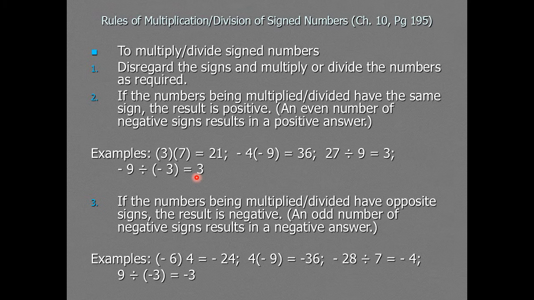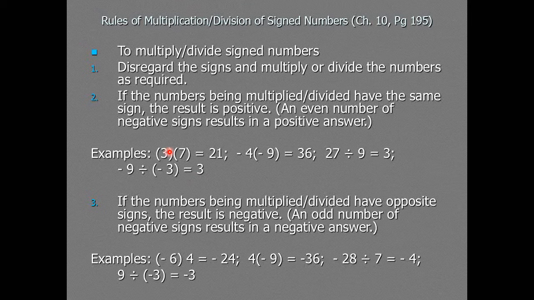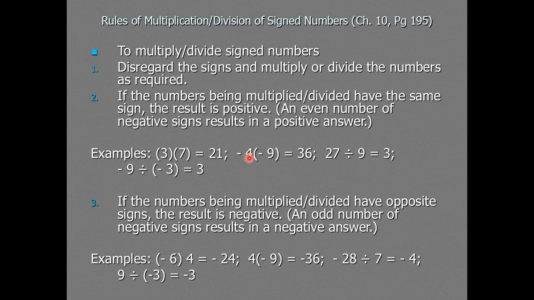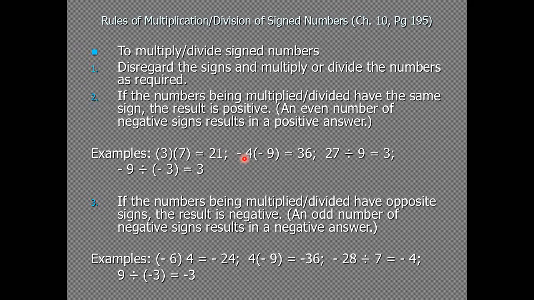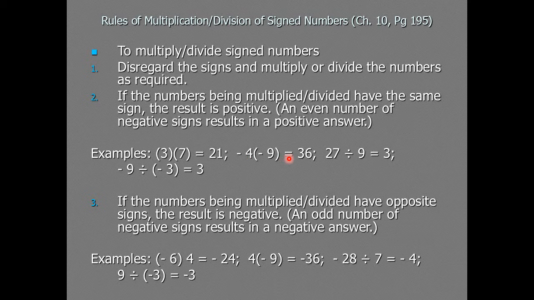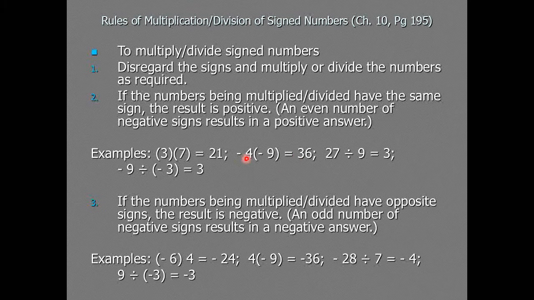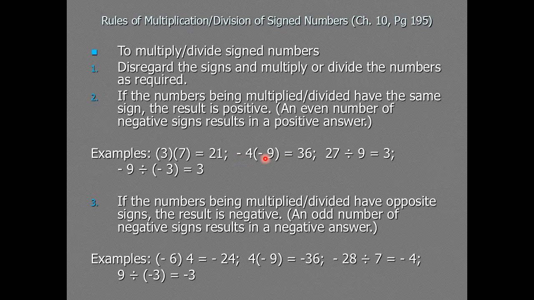So for an example, you just multiply it. You have negative 4 and negative 9. So what you do is you actually multiply 4 and 9, disregarding their negative signs at the beginning. You get 36, and then later on you count how many negative signs you had. You actually had an even number of negative signs, right? That means your answer will have a positive sign. That's what I'm saying.